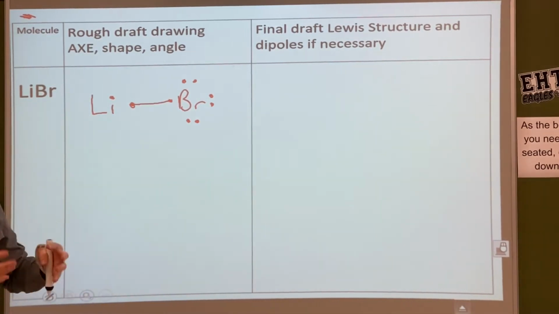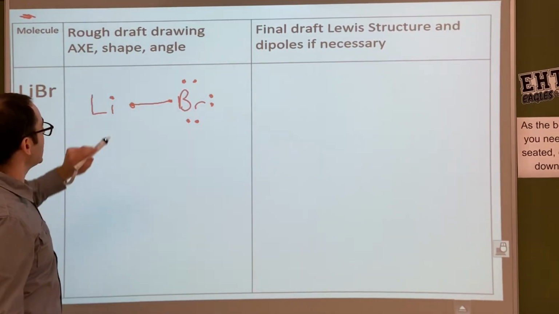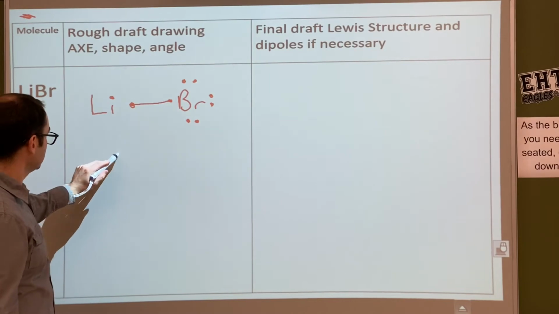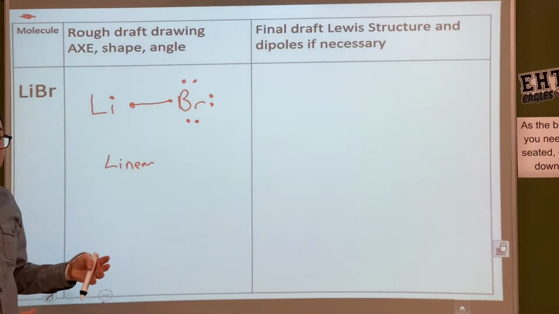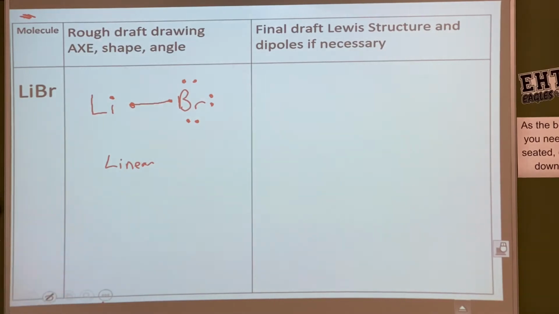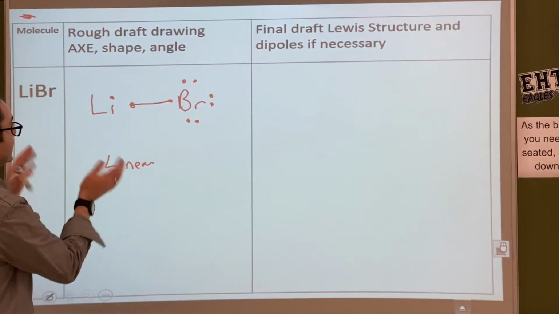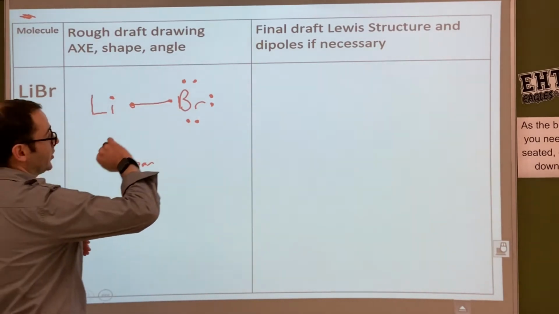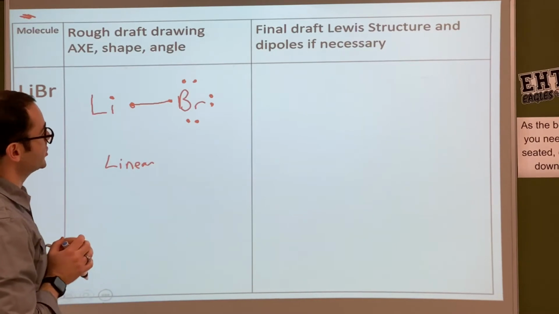Now, this one's a very simple molecule. There's not a lot we can do. For example, we can't do an AXE pattern for it. There's no central atom, all right? So we can't do that. Can we talk about the shape? What's the shape of this? Yeah, it would just be linear. Does it have an angle? No, there's no central atom, so we can't do an angle for it. So all we can really say for this one is it's linear, all right? And again, later on, we'll do our final draft with the Lewis structure and the dipoles.